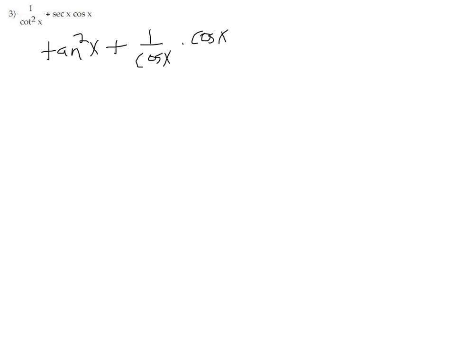What we have is cosine over cosine is a form of 1. Now don't think they cancel and there's nothing left. They cancel to 1, so we have tangent squared x plus 1. Okay, and tangent squared x plus 1 is secant squared x.